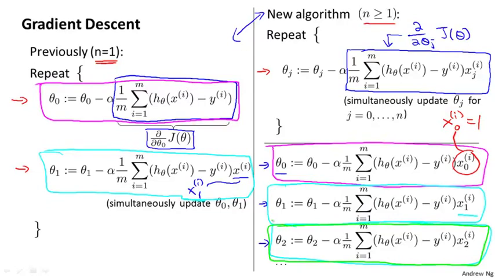There's a lot going on in the slide, so I definitely encourage you, if you need to, to pause the video and look at all the math on the slide slowly to make sure you understand everything that's going on here. But if you implement the algorithm written up here, then you will have a working implementation of linear regression with multiple features.